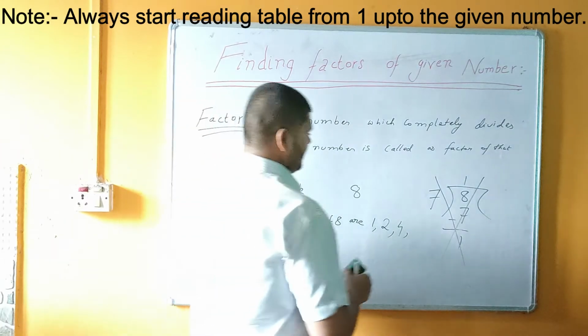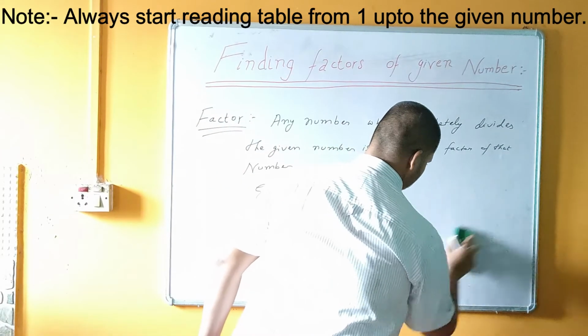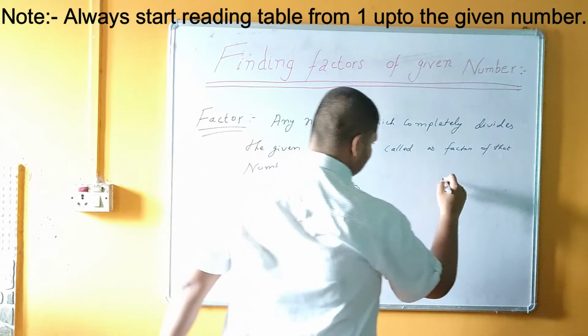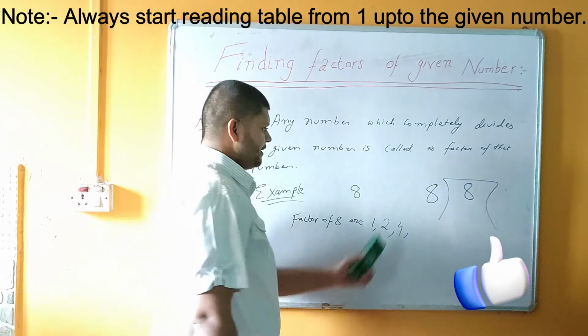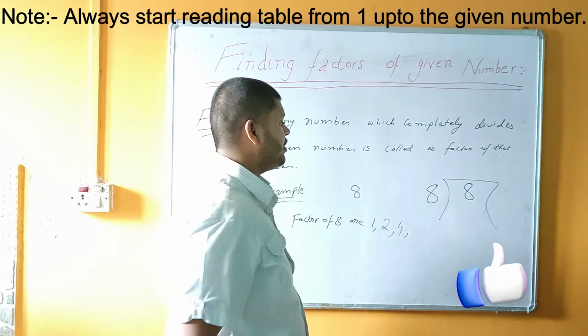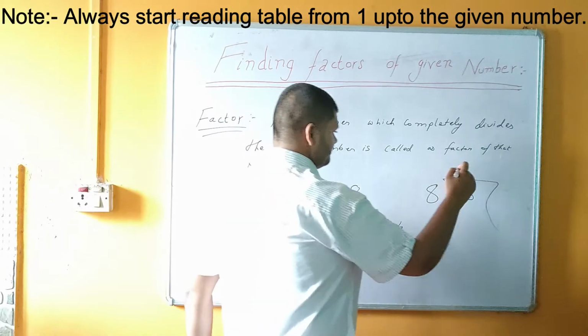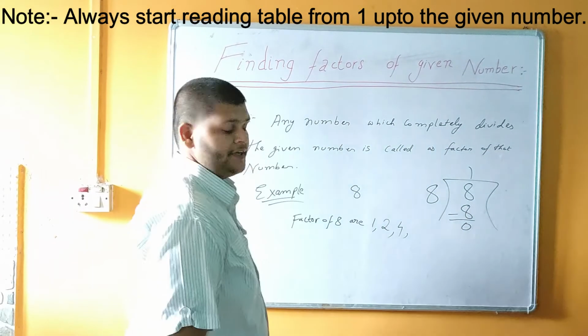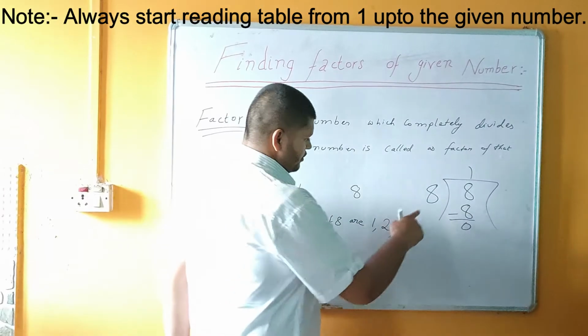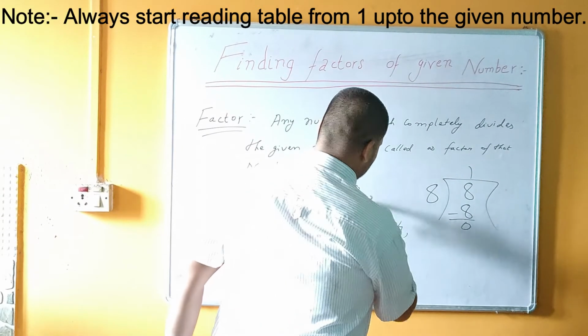Now we go for 8. Do you think in the table of 8 this 8 will occur? Of course, 8 ones are 8. So it will give 0. That means remainder is 0. So we can conclude this 8 is also a factor of 8.